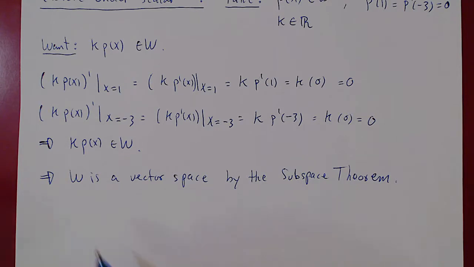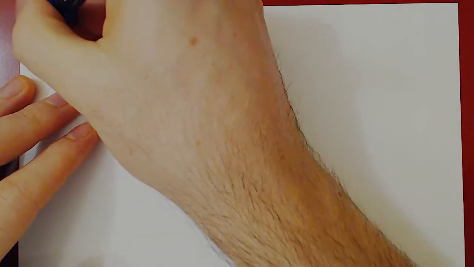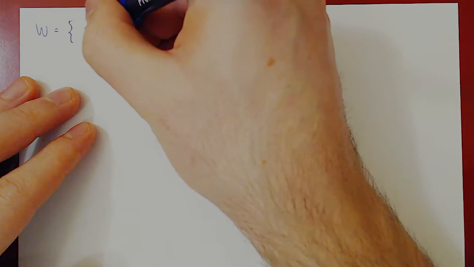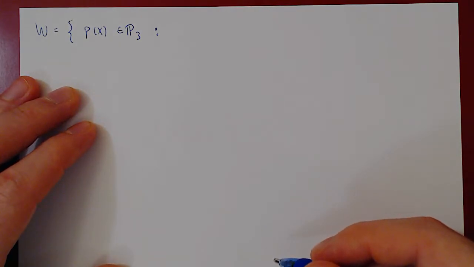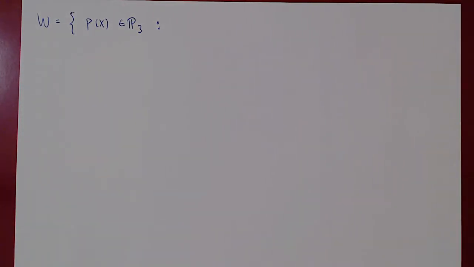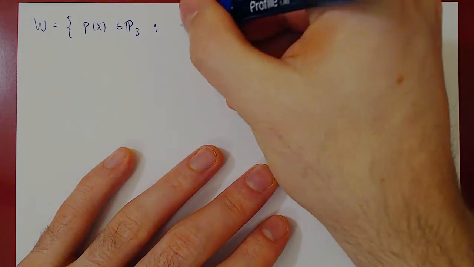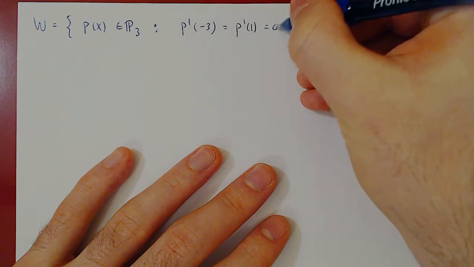Now, since we know we have a vector space, let us find a basis of this space and its dimension. And as always, to find the basis of a vector space, we have to consider the elements explicitly. So let me just rewrite what W is. It is the vector space of polynomials of degree at most 3, so in P3, where the derivative of P is equal to 0 at x equals 1 and x equals negative 3. So P prime at negative 3 equals P prime at 1, which equals 0.